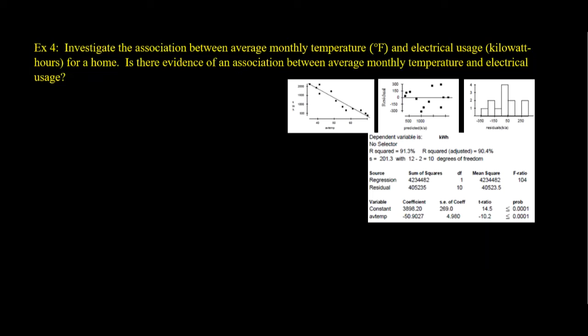Chapter 26, Example 4. Investigate the association between average monthly temperature, degrees Fahrenheit, and electrical usage, kilowatt hours, for a home. Is there evidence of an association between average monthly temperature and electrical usage? Fortunately, we have all of our statistics that we need along with the graphs that we need to look at: residual plot, histograms, scatter plot.